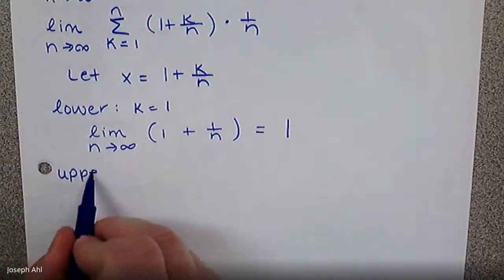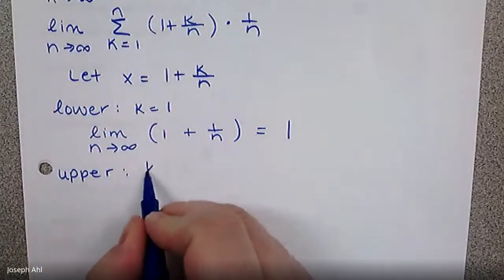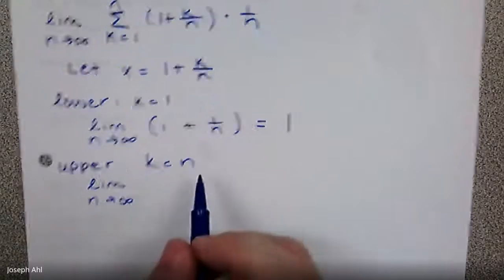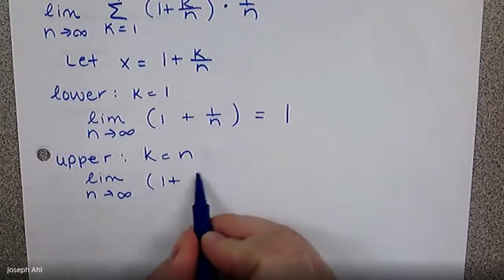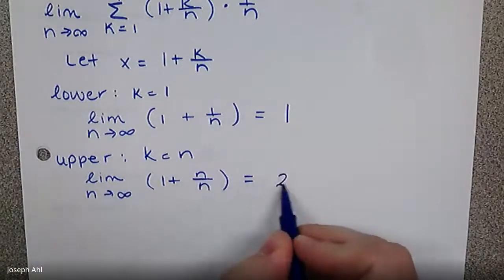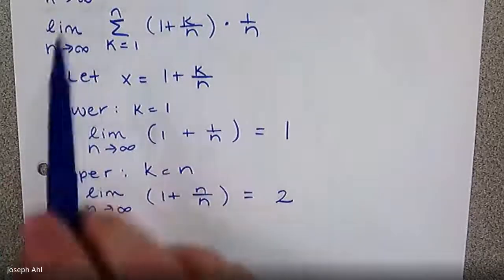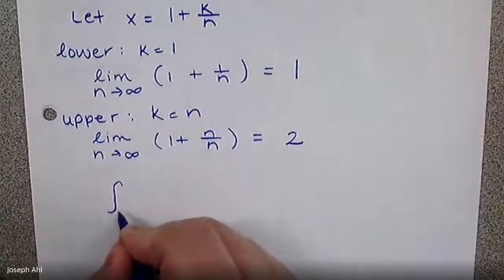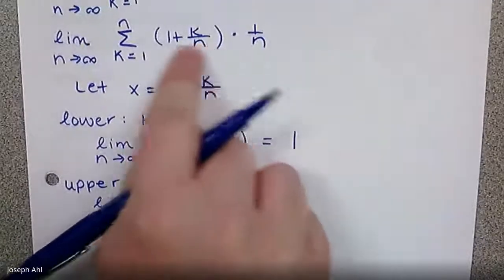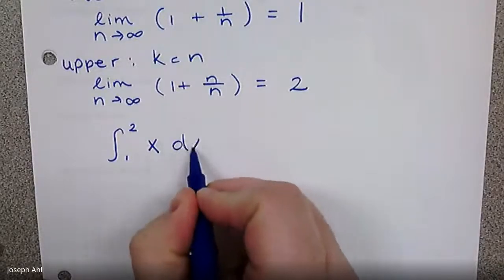And meanwhile, the upper bound would come from when k is equal to n. So when k equals n, we're going to take the limit as n goes to infinity of 1 plus n over n, which, since n over n is 1, we get 2. Now if I go back to this statement here, this Riemann sum can be expressed as the definite integral from 1 to 2 of, since I let x equal the entire quantity in the parentheses, 1 plus k over n, I can say that this is x, and then times the width dx.